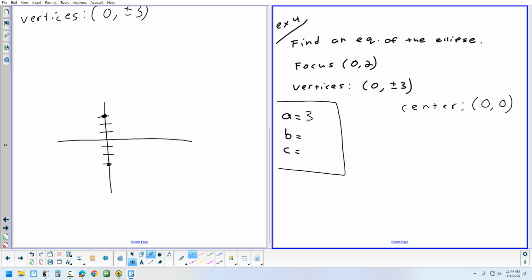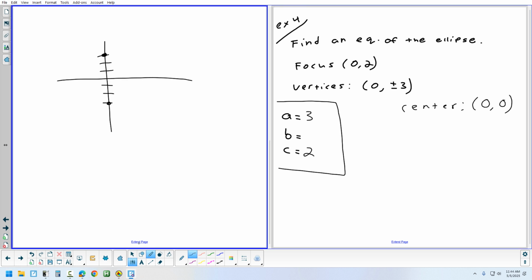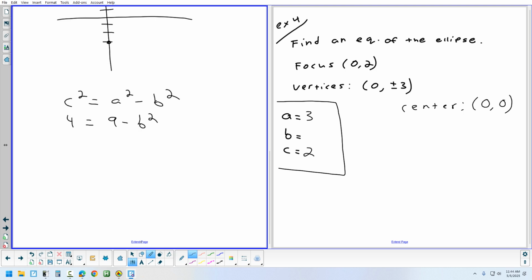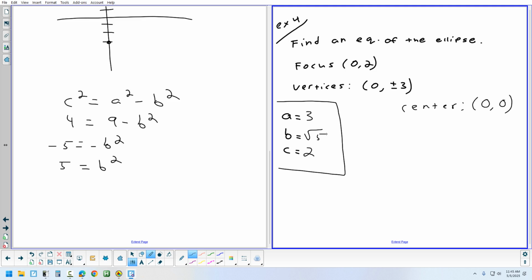Yep. 2. And the formula we need to get B: C squared equals A squared minus B squared. So we get 4 equals 9 minus B squared. And you don't really need B unless you're graphing it. What you really need is B squared. B squared is going to be 5. But if you want to fill it in and put B, you could put square root of 5. You're just going to square that in the next step.